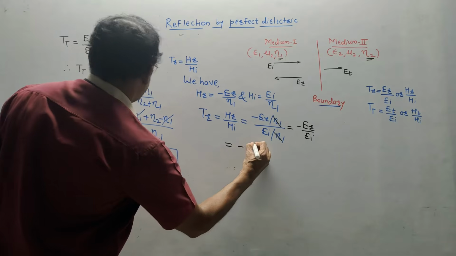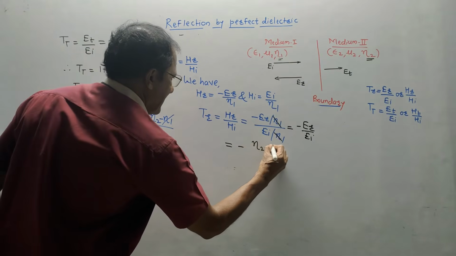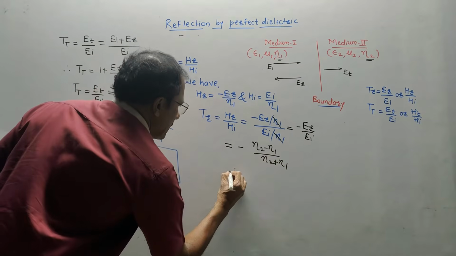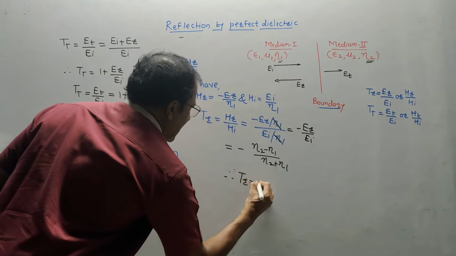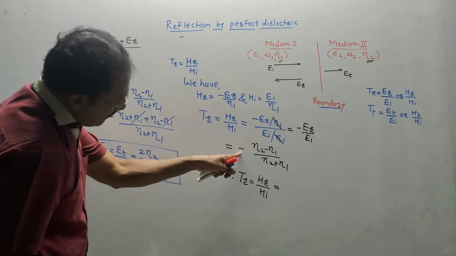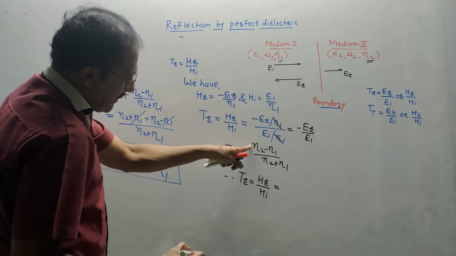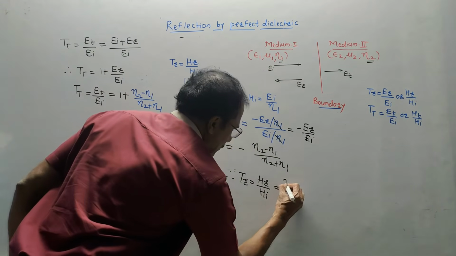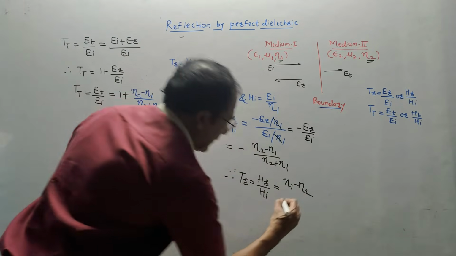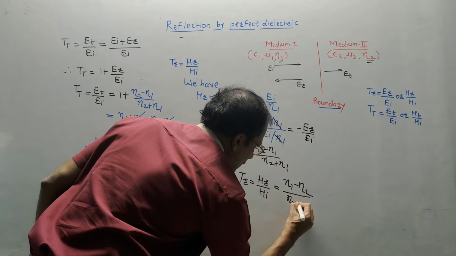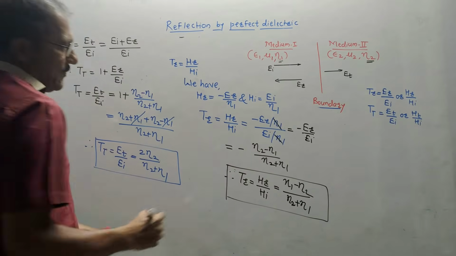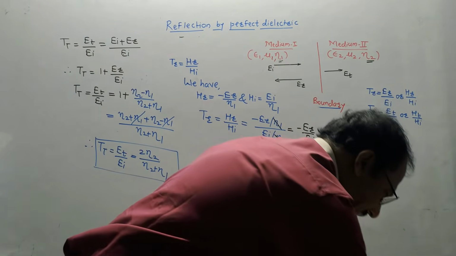So put this value, this minus sign is as it is. This formula is eta 2 minus eta 1 upon eta 2 plus eta 1. So the final equation is TR in terms of H bar is HR upon HI. If you absorb this minus sign in the numerator, the first term becomes negative, the second becomes positive. So it is eta 1 minus eta 2. Positive term I am writing first, then minus eta 2 divided by eta 2 plus eta 1. This is the formula of reflection coefficient in terms of H bar.